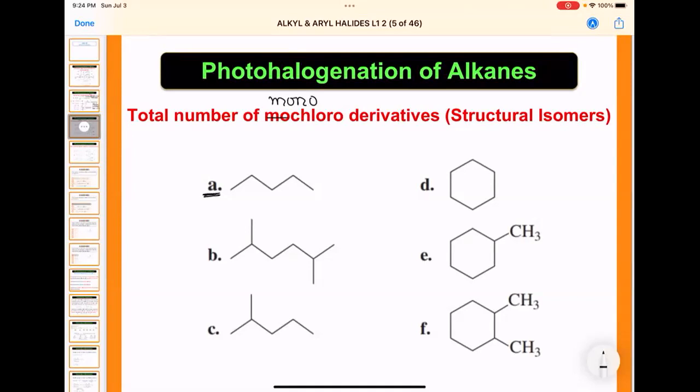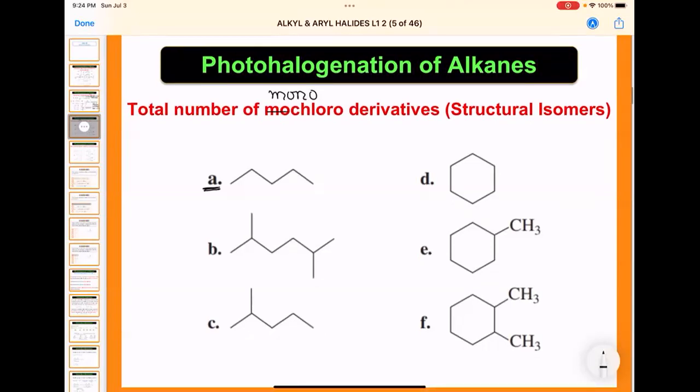5. 5. Why 5, Nabil? Because 5 carbons. Yeah, good. There are 5, one at each carbon. But you need to look at one more thing: are all those carbons different, or are they the same?